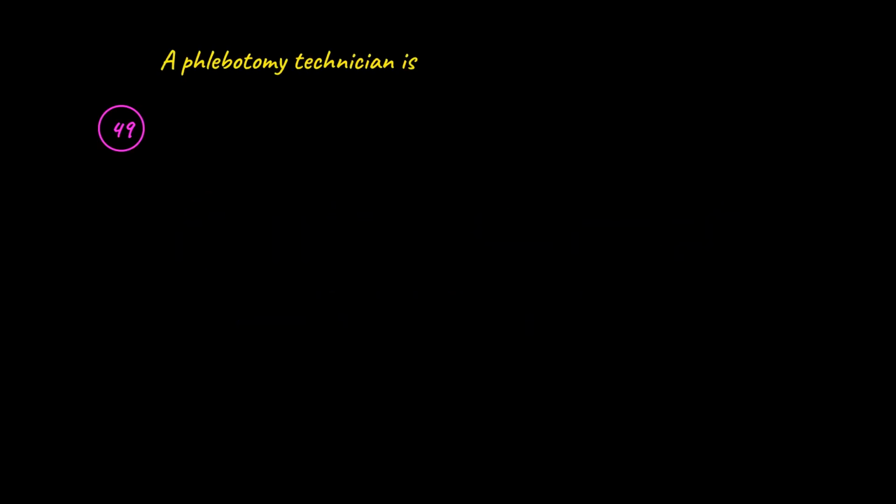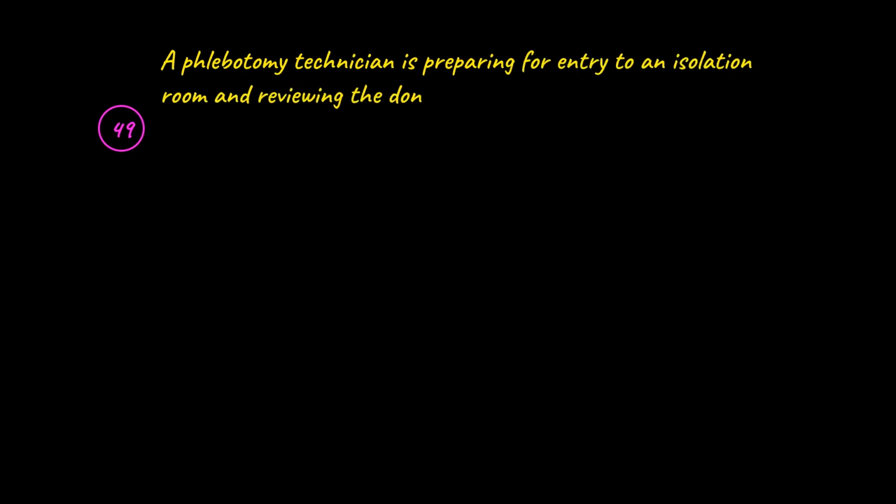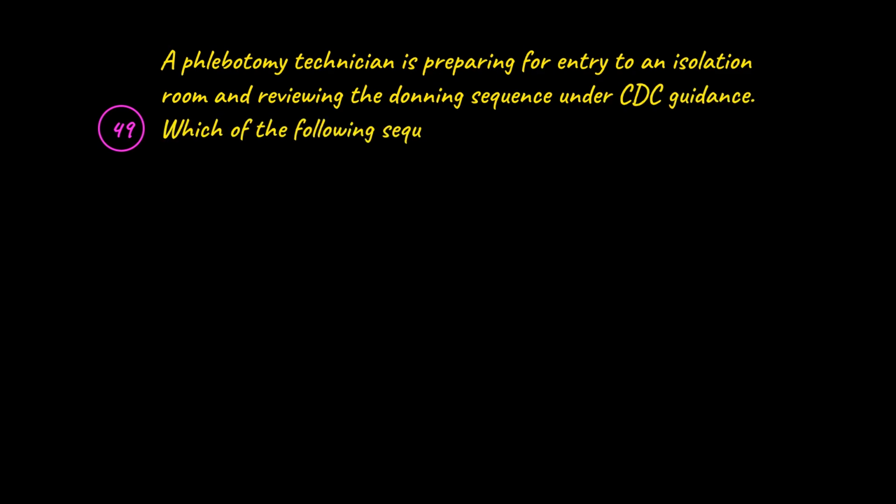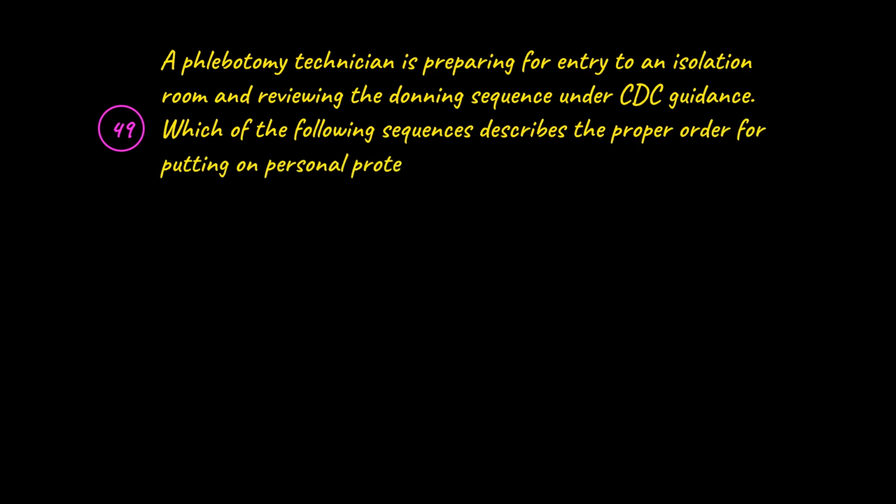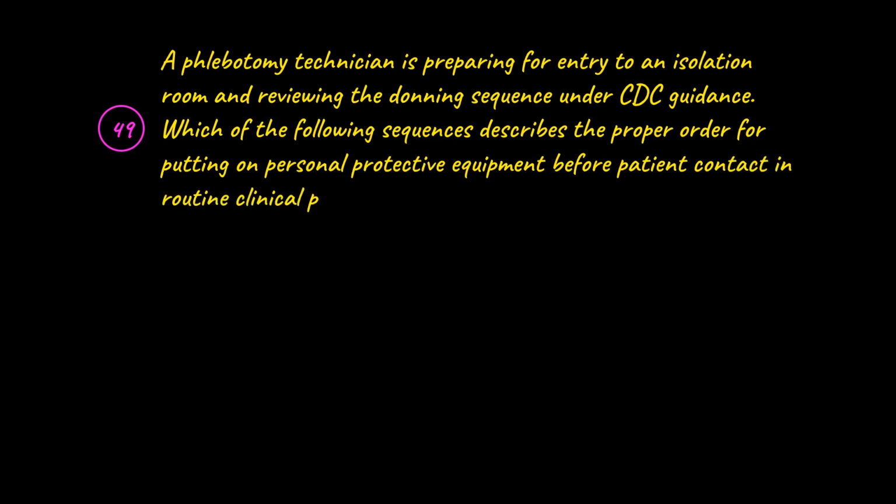Question 49. A phlebotomy technician is preparing for entry to an isolation room and reviewing the donning sequence under CDC guidance. Which of the following sequences describes the proper order for putting on personal protective equipment before patient contact in routine clinical phlebotomy practice?